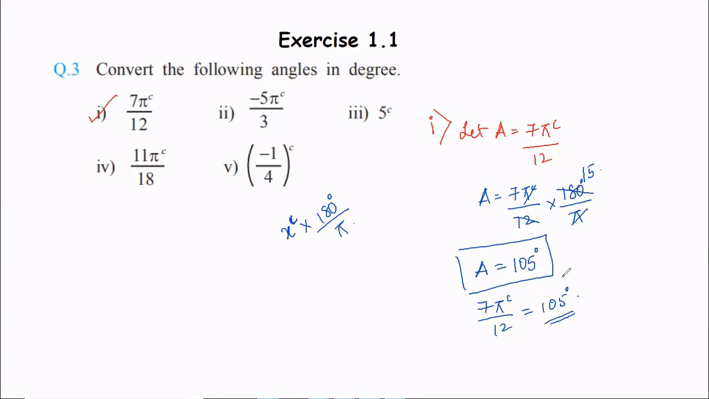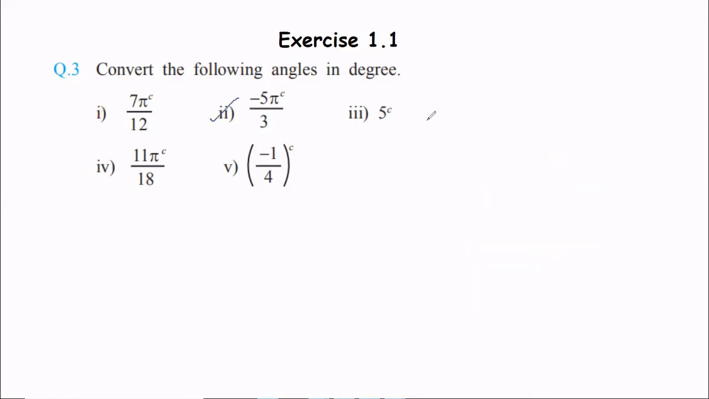That's the answer. In a similar way, we need to complete the other numericals. So let's begin. That was the first one. Now the second one: minus 5 pi radian by 3. Multiply it with 180 by pi. Pi and pi will get cancelled. We are having 5 upon 3 minus. So 3 and 180 get cancelled. 60 is remaining. So we will get minus 300 degrees. That's the answer for the second numerical. So minus 5 pi radian by 3 is actually equal to minus 300 degrees. Okay, moving to the next one.